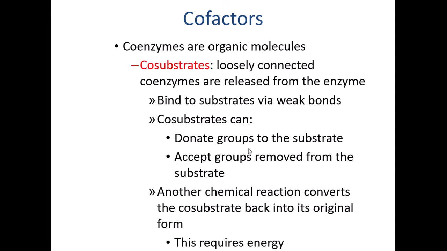Whereas a co-substrate, highlight right here, are loosely connected coenzymes. So they're bound, but they're more loosely connected. They bind to the substrate via weak bonds, not covalent bonds. But these are actually more involved with the chemical reaction. They can actually donate groups to the substrate. They can accept groups removed from the substrate. So they're kind of more involved in the chemical reaction.